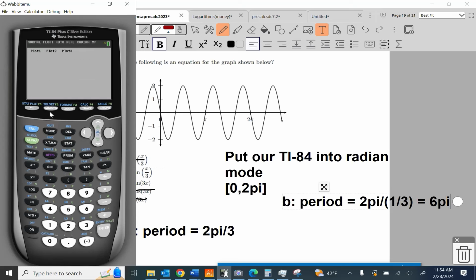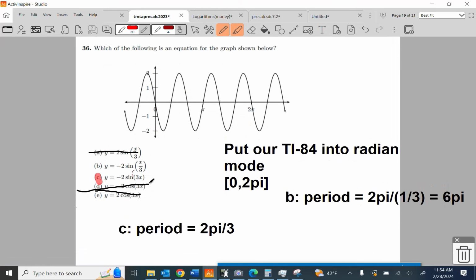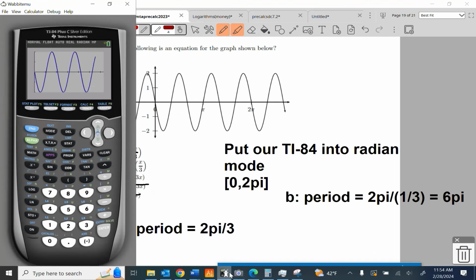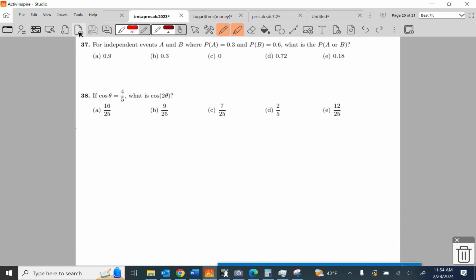So let's speed this function up by putting a 3x in there. And that will speed it up to some degree. And there she is, all day long. Choice C is the right answer. Looks just like it. If it looks like a duck, quacks like a duck, it's a duck.